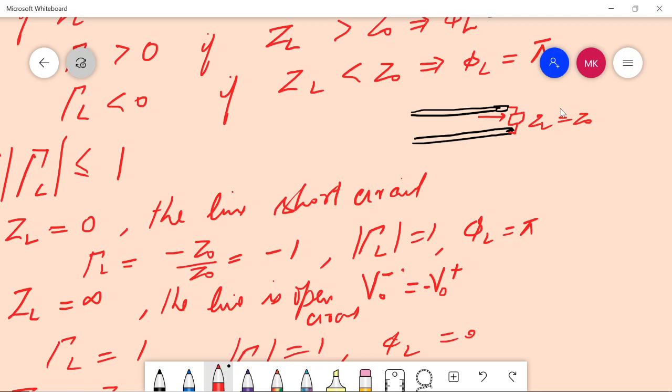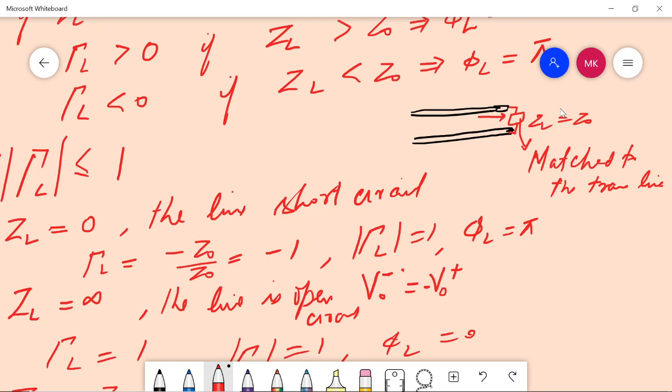In this case, the maximum power will be transmitted, and this load is called the matched load. It is matched to the transmission line, to the characteristic impedance. Once ZL is equal to Z naught, all the wave will be absorbed by ZL and no wave will be reflected back. So in general, we use the value of ZL to be Z0 to match the load with the transmission line so that there is no reflection.